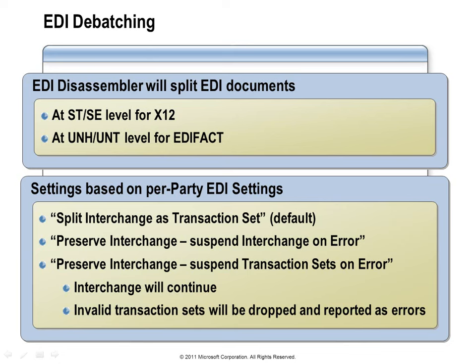So you're going to see different settings here in terms of, do I want to split the interchange at the transaction set? Do I want to preserve the interchange? What that means is, do I suspend the whole interchange on error, or do I suspend the individual transaction sets on error? In that case, the interchange itself would continue, but the transaction sets would be dropped off and reported as errors. So you could have some transaction sets succeed and others that would fail.